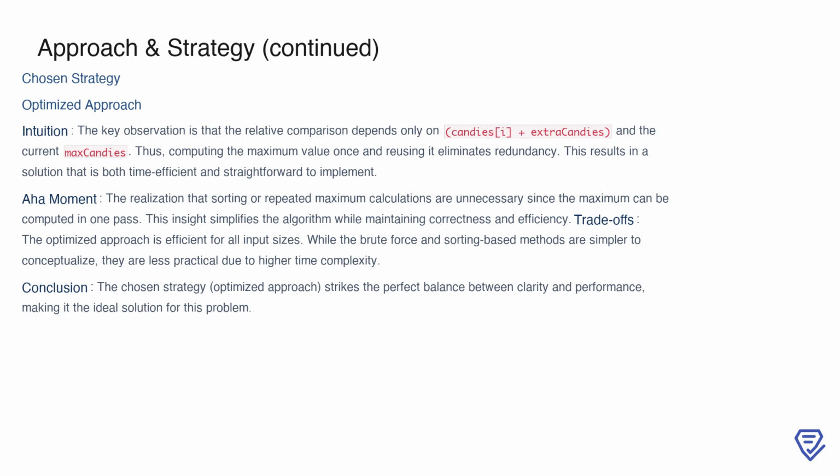The key insight is that determining whether a child can have the greatest number of candies depends solely on candies[i] plus extra candies compared to the pre-computed max candies. By calculating the maximum value in one pass and reusing it, we eliminate redundant operations and achieve a solution that is both elegant and efficient. The realization that sorting or repeatedly finding the maximum is unnecessary simplifies the algorithm while maintaining its correctness. This approach achieves linear time complexity, making it scalable for all input sizes.